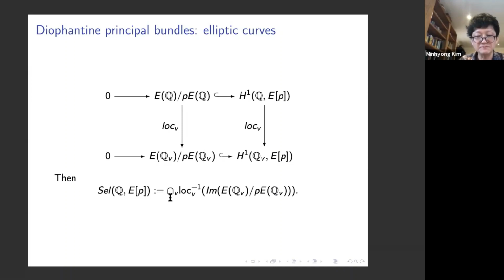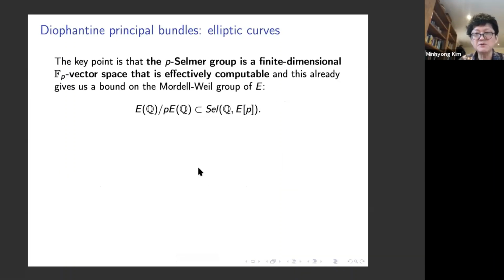The p-th Selmer group. And the key point is that the p-Selmer group is actually a finite dimensional F_p vector space. That's what you can prove using general Galois cohomology and algebraic number theory. And it can be effectively computed. So this group turns out to be an effectively computable group. And this already gives us an upper bound on the Mordell-Weil group of the elliptic curve, but we want to precisely identify the image.